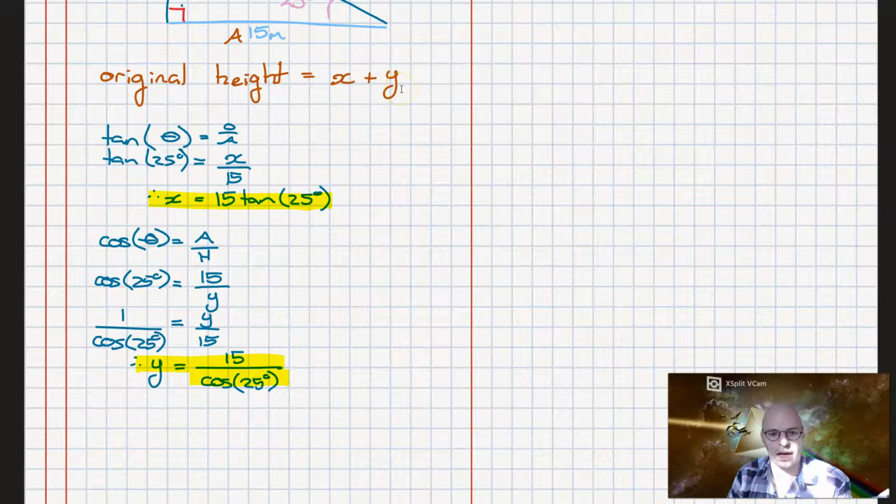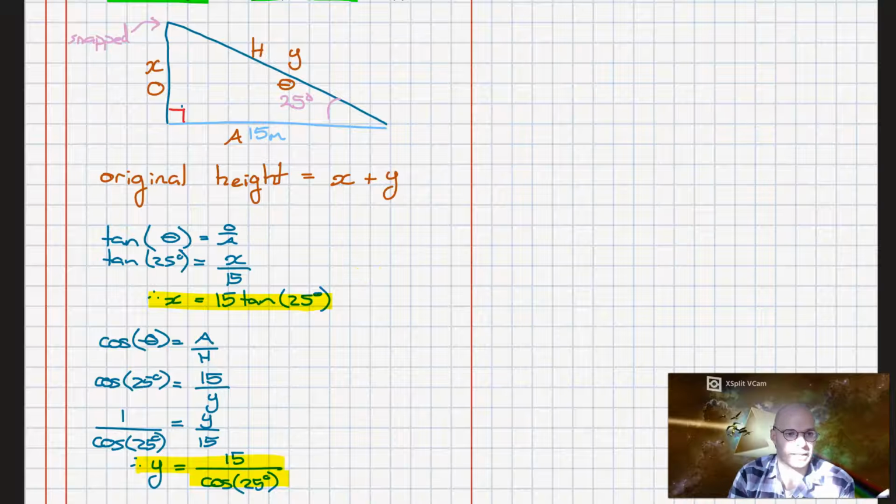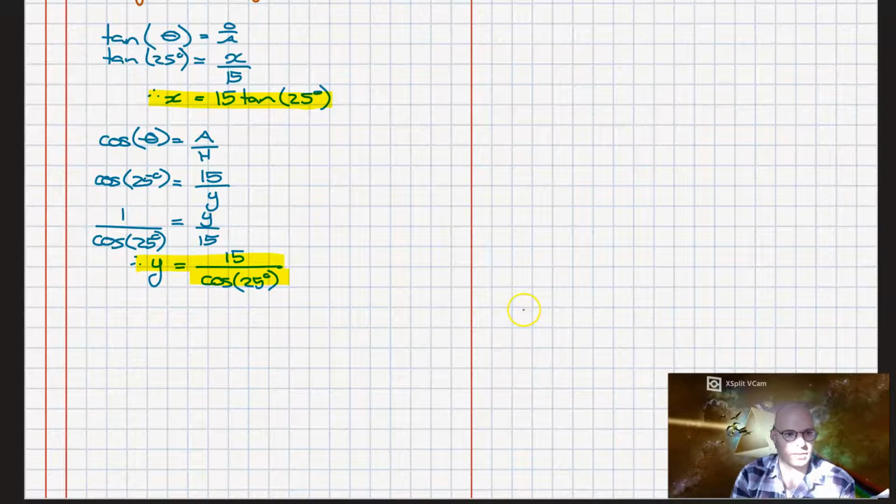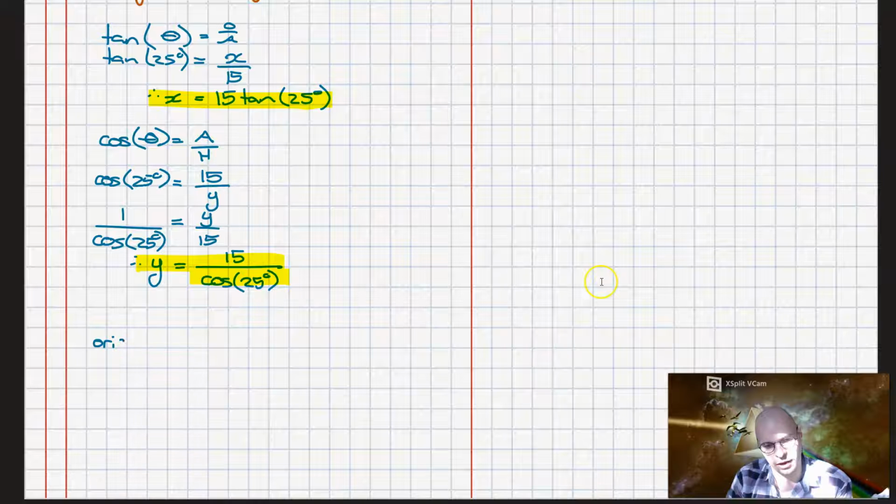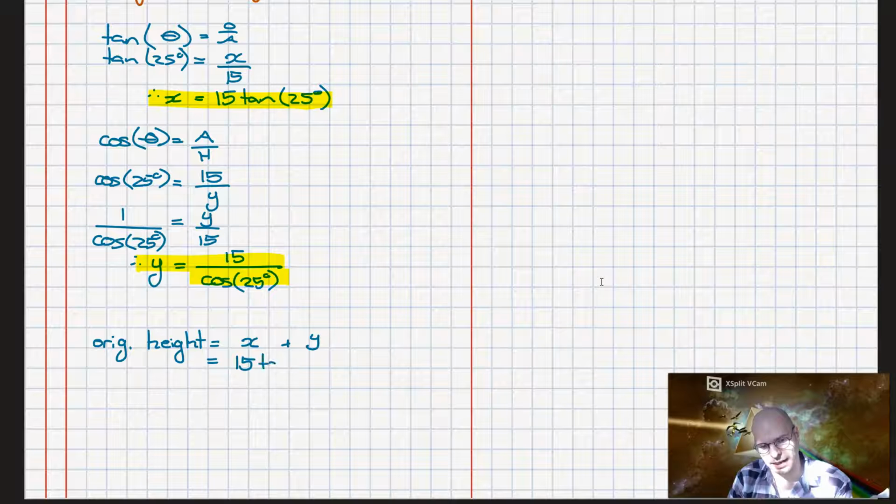Now the original height of the goalpost is x plus y, because it's going to be this section going up plus that section going down. So what we've got to do is add them together. So original height is going to be x plus y. x is equal to 15 tan 25 plus 15 over cosine of 25.